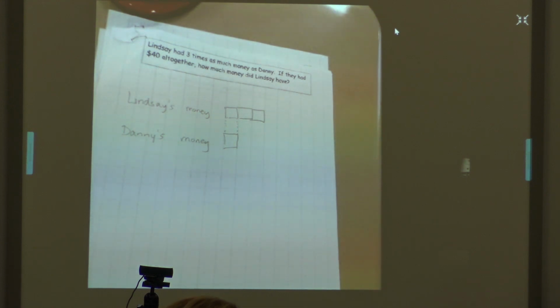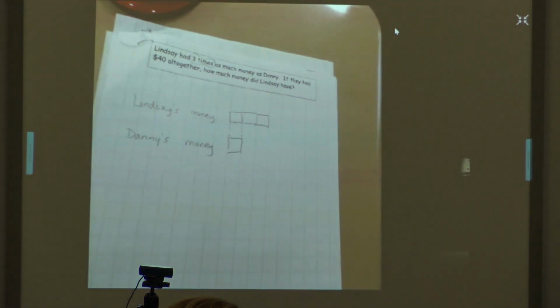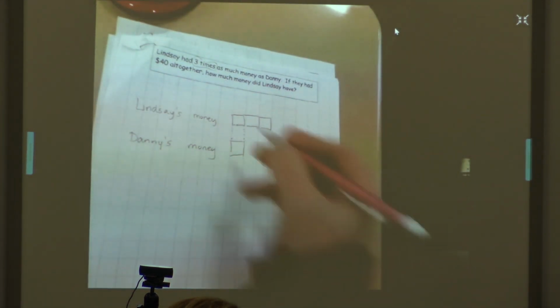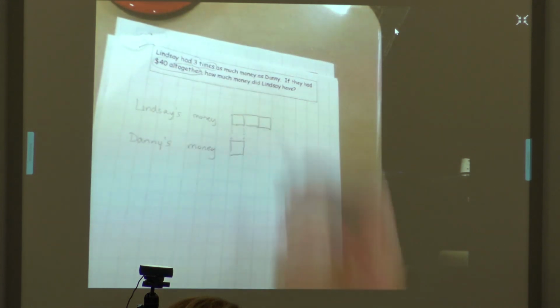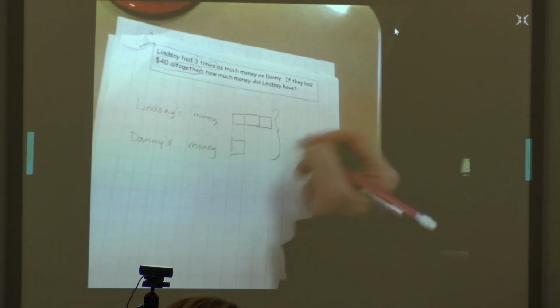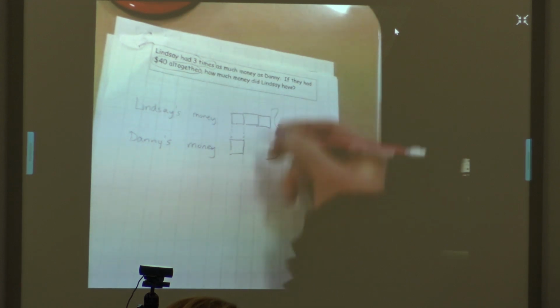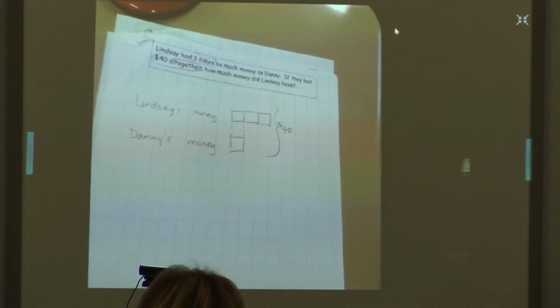Okay, so let's go back and put in our numbers. We did the 3 times. If they had $40 all together, how much money did Lindsay have? So that's where my bracket is: they have $40 all together. What you can do is put the $40 on the outside to indicate that all these units equal $40.